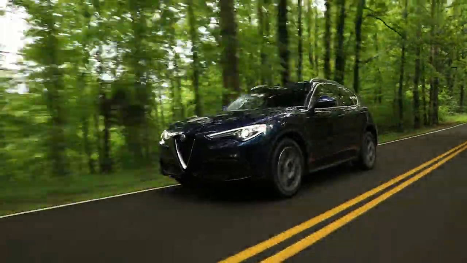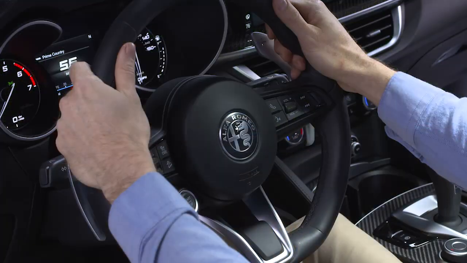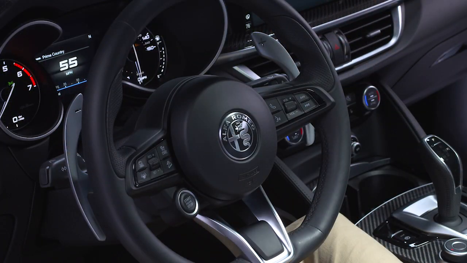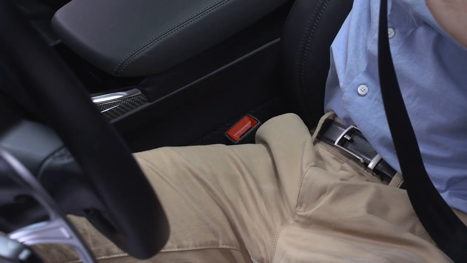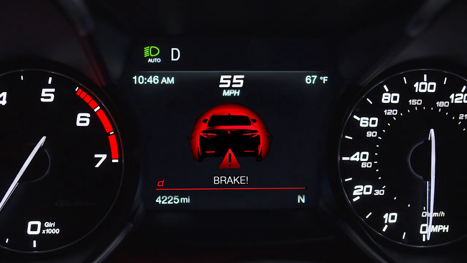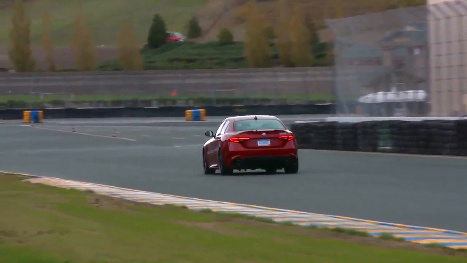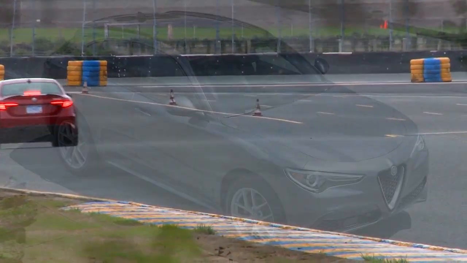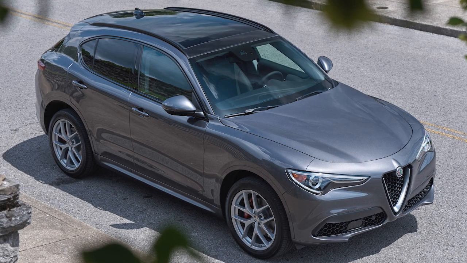The system may deactivate or have limited functionality due to any of the following. Hands are removed from the steering wheel. The driver changes lanes without using the turn signal. The driver's seatbelt is unbuckled. Forward collision warning is enabled and active braking occurs. There are narrow bends or excessive curves in the road. Lane markings are not detected. See your owner's information for other factors that may limit system functionality.